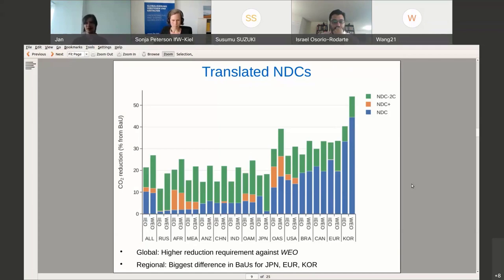So what we see is the most aggressive targets, or the highest targets, in Korea, Europe, Canada, Brazil, and the US with respect to the business as usual development, and the lowest targets against the actual baselines here in Russia, in Africa, and aggregate regions of the Middle East. We see that here in China and India, that's a special case.